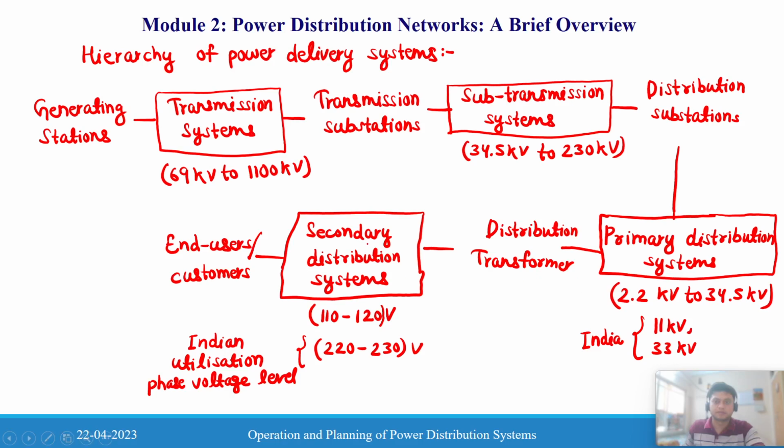So we can see that distribution networks are of two types: the primary distribution network, which in India has a voltage level of 11 kV and 33 kV, and the secondary distribution network, which connects the distribution transformer to the end-user customers, and its voltage level is 220 to 230 volt phase voltage.